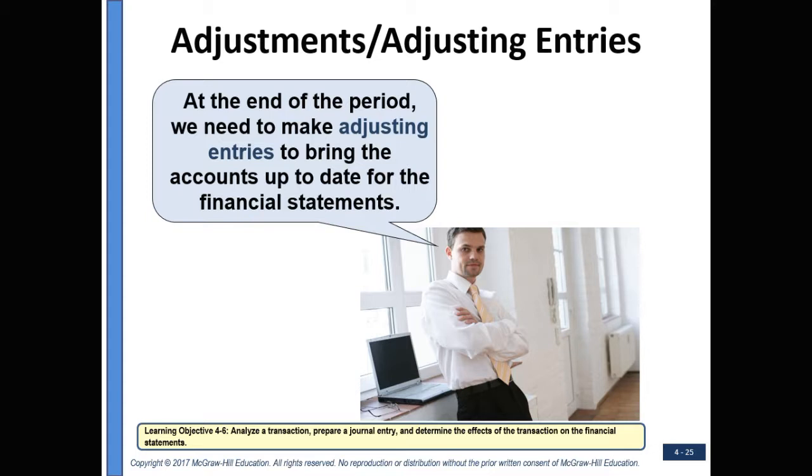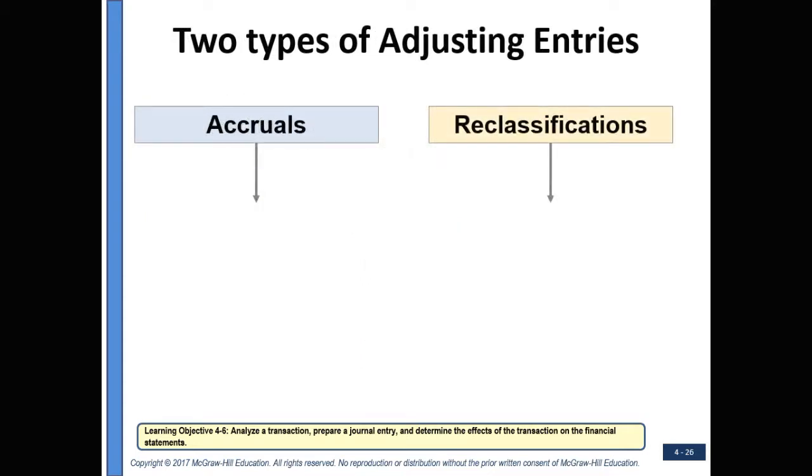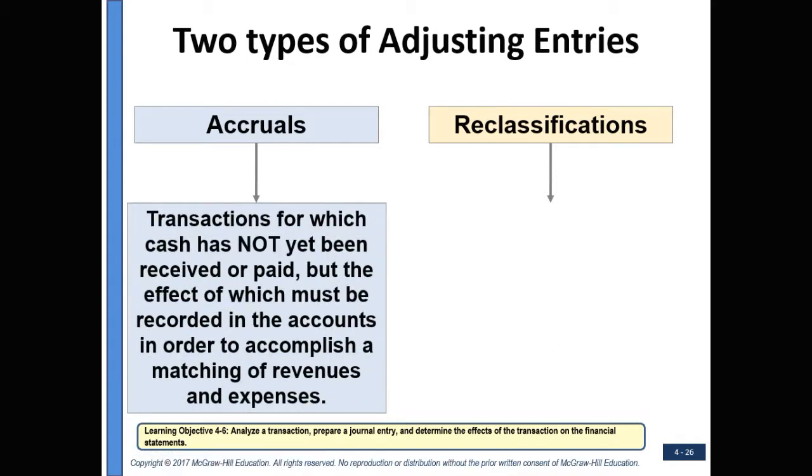Now think back to periods and periodicity, those artificial time frames. With those artificial time frames, what we do is at the end of a period, so at the end of a month or the end of the quarter or potentially the end of the year, we need to make some adjustments to bring accounts up to date for the financial statements. We record two types of adjusting entries: accruals and reclassifications.